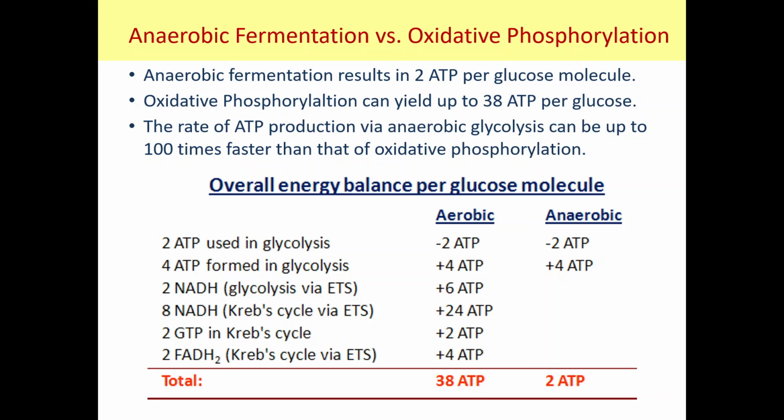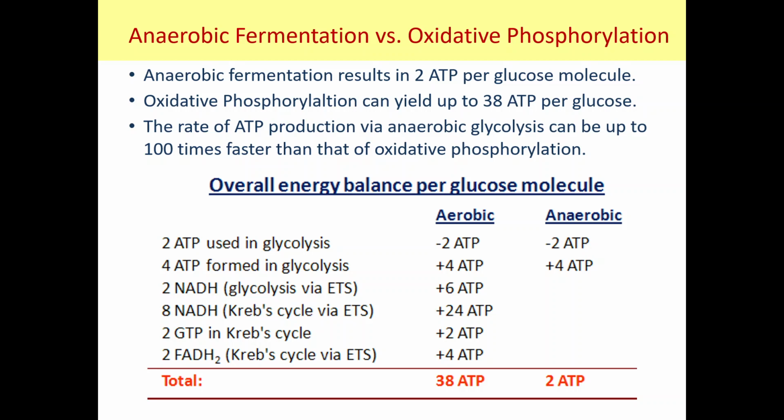They can yield up to 38 ATP per glucose, and the rate of ATP production via anaerobic glycolysis can be 100 times faster than that of oxidative phosphorylation. So, when we are undergoing a high intensity activity, anaerobic respiration would instead replace aerobic respiration in the muscle cells, because the muscle cell needs lots of ATP in a short amount of time.